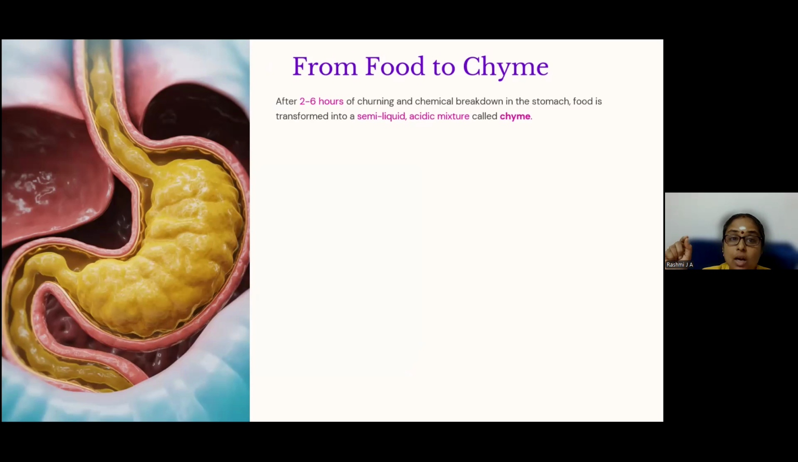acidic mixture called chyme. Now can you understand why intermittent fasting is very beneficial? Also, the time between one meal and another must be minimum 6, maximum 8 hours. Why? Because the churning and digestion in the stomach requires approximately 2 to 6 hours. Okay.